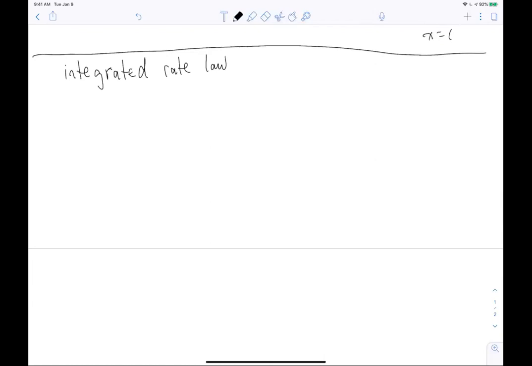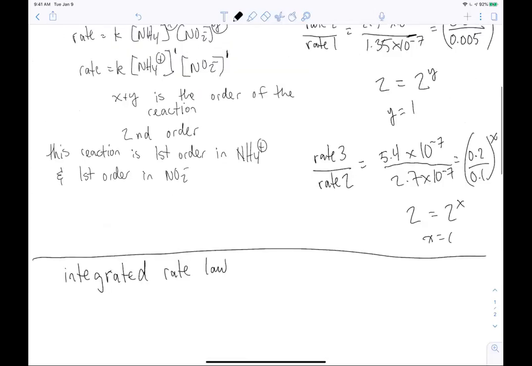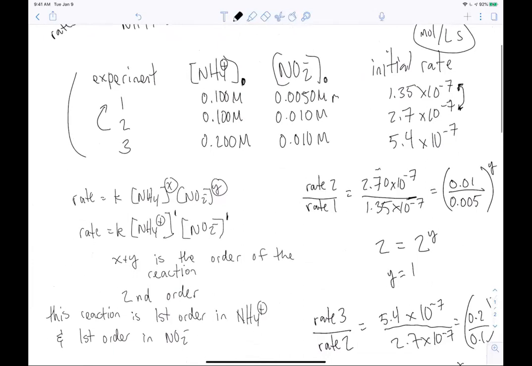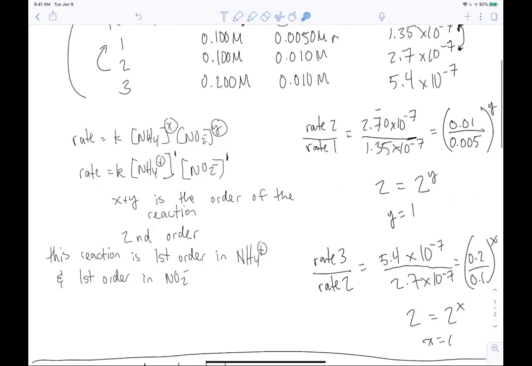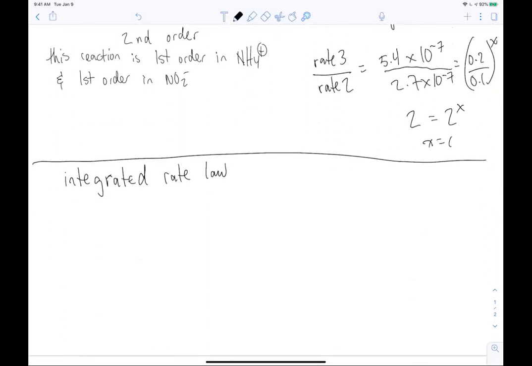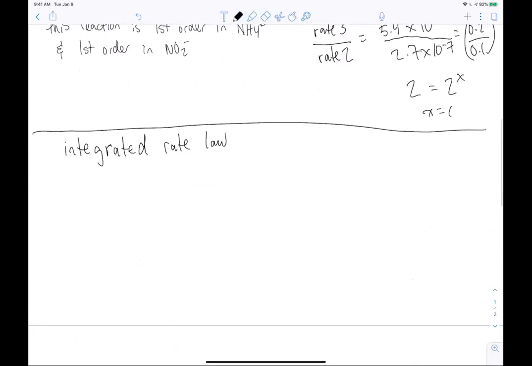When we're doing the method of initial rates, the order of the reaction that you come out with may be second order, first order, third order. For integrated rate laws, we only look at three different scenarios. We look at zero order reactions, first order, and second order.